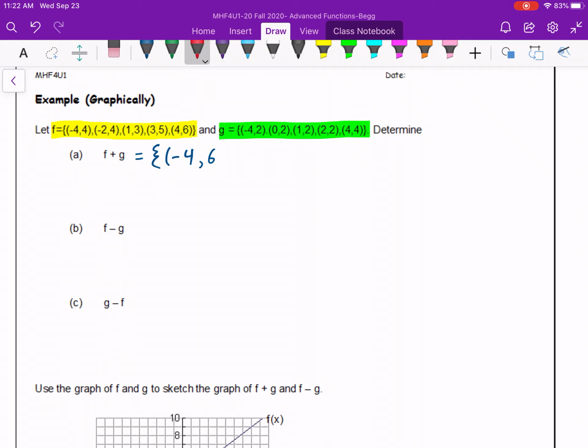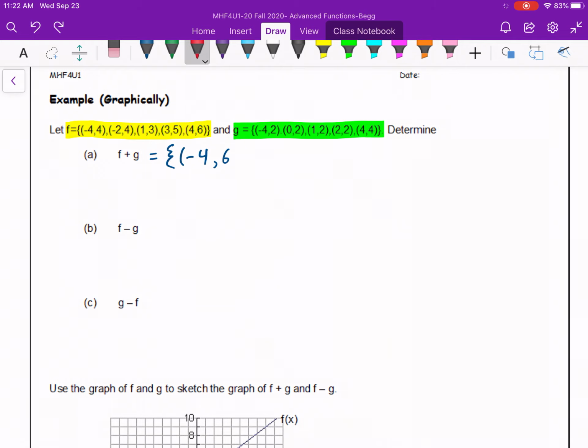Then I look for the next place where the x value is the same. There is no negative 2 in this function here, so let's not worry about that. Let's move on to the next one. 1, 1, yeah, we do have that one. So you notice how I skipped right over the negative 2, and I skipped over this point, because there are no x-coordinates that match up in the other function with them. So we can't add together points unless we have one in each function. I'm only adding the ones where they have x's that line up.